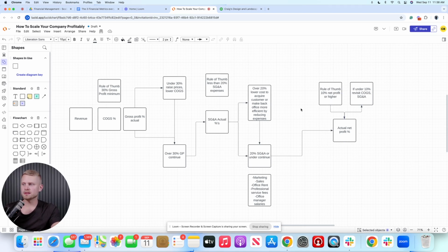So that is essentially, in a nutshell, the three things that you need to be looking at every single month to prevent yourself and your company from leaking profit, and to make sure that the business is operating as efficiently as possible from a profitability standpoint.